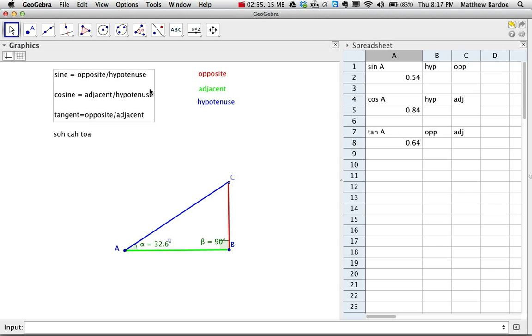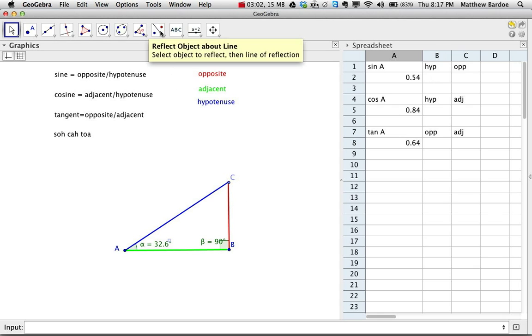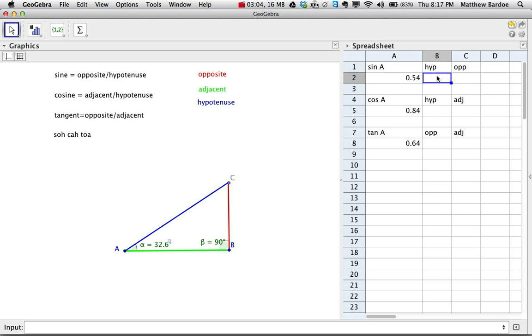And we can just test those. Let's make sure that the ratio of the opposite to the hypotenuse is about 0.54. So let me put in what those numbers are. The hypotenuse is AC, in this case about 5.96. And the opposite is BC, which is 0.31. If I take the opposite and divide it by the hypotenuse, I get about 0.54. And you'll see that that's just the same.